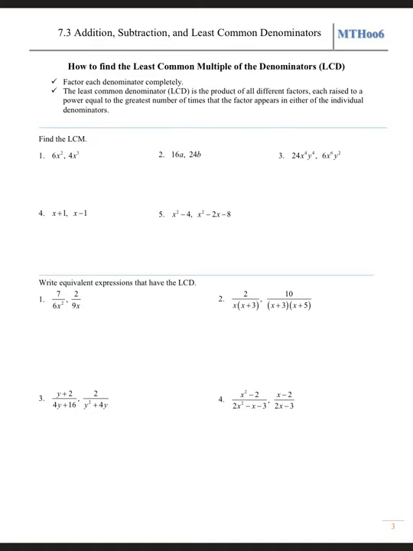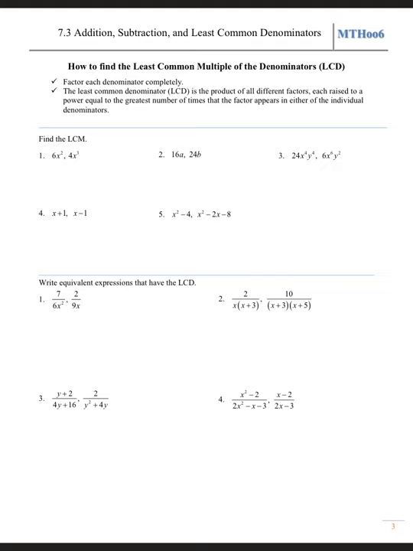Now what we're going to be talking about is least common denominators. This is what we have to use when we are adding fractions that do not have the same denominators, or subtracting fractions. Before we get to that, we need to figure out how to find a least common multiple, especially when we have multiple factors with a binomial, perhaps.